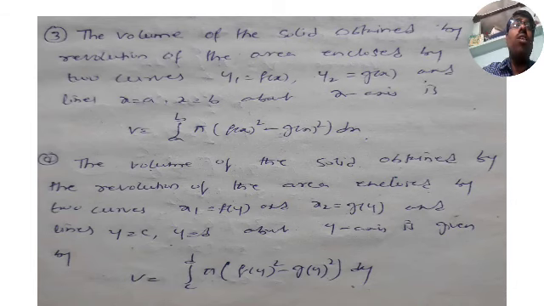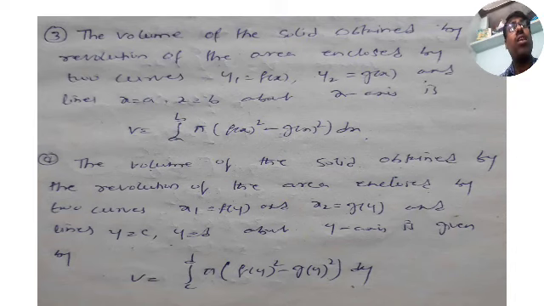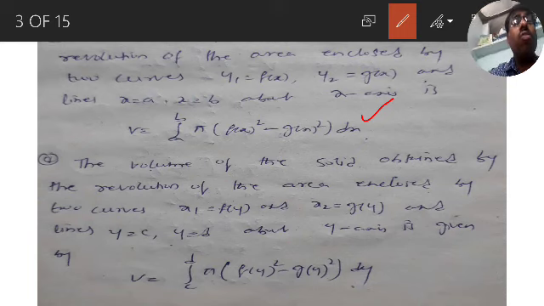Now, third one, the volume of a solid obtained by revolution of the area enclosed by the two curves y1 is equal to f of x and y2 is equal to g of x, and lines x equal to a, x equal to b, about the x axis. Now it is the area between the curves. Previously it was curve and x axis, curve and y axis. Now the area between the two curves f of x and g of x about the x axis. Then volume is equal to integration a to b pi into upper curve square minus lower curve square, that is pi into f of x whole square minus g of x whole square into dx.